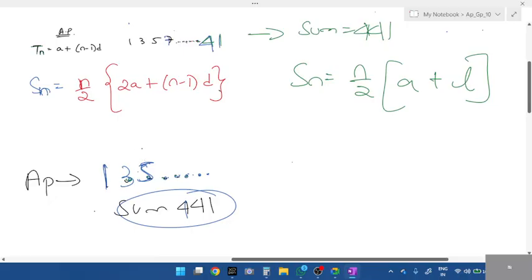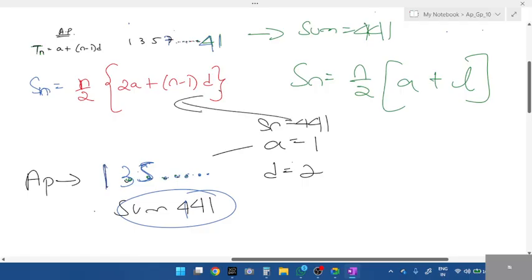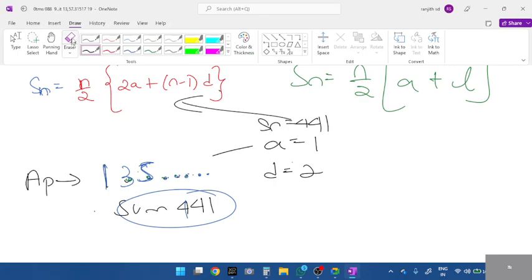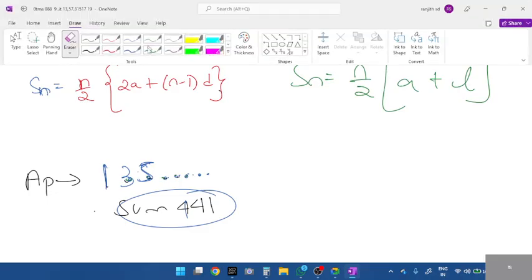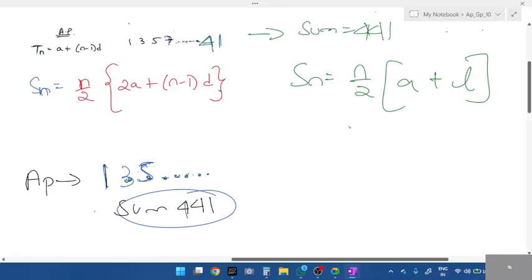First one. Are we able to find the A value? S of n is also given. What about D? Do we have all the values except n? Do we have all the values to substitute and find? This is how you find. Why can't we use the second formula, Naomi? Now you tell me, why can't we use the second formula? What is missing?